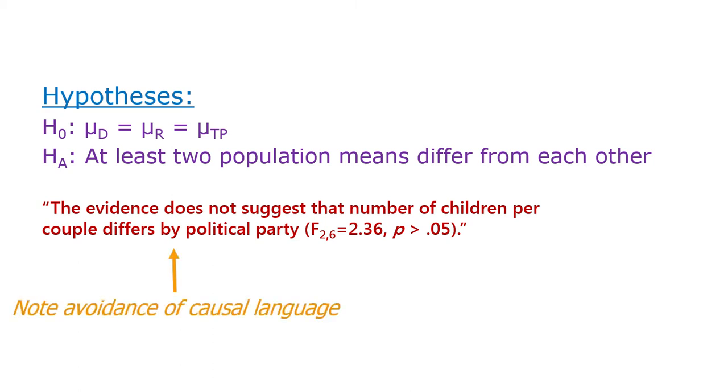And notice that I have tried to avoid causal language. There was no random assignment in this, so this study was not a true experiment. It would be weird to randomly assign certain people to have certain numbers of children. In this case, it would be randomly assigning people to become members and develop ideology of a different party. It sounds pretty hard to force.